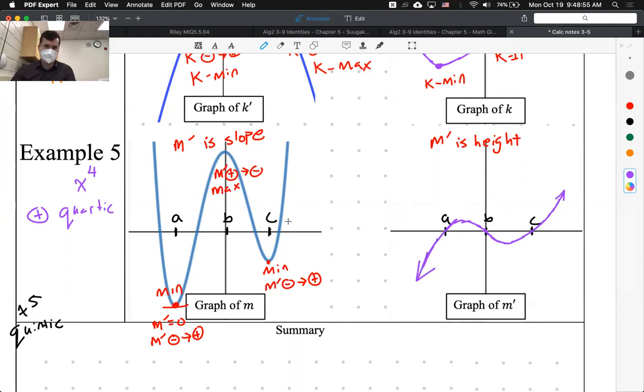And just verifying, I had how many of these? 1, 2, 3 of these bends, and I have 1, 2 of these bends, which makes sense. I'm taking the derivative. I should get one less bend. This is a graph of x to the power of 4. This should be a graph of x to the power of 3. Everything looks good. All right, that concludes the notes.